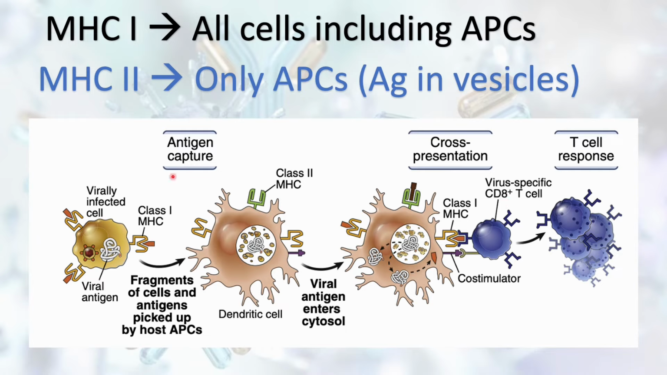So if we have an antigen inside a vesicle, which would be the case in antigen-presenting cells, it will be presented on MHC class 2 and recognized by CD4 T cells. If this antigen is kept in the cytoplasm, any nucleated cell, including antigen-presenting cells, will also be able to present it on MHC class 1. And in such a case, it will be recognized by CD8 T cells.